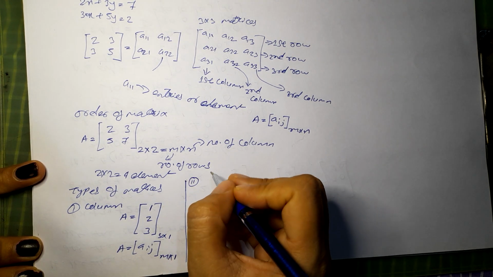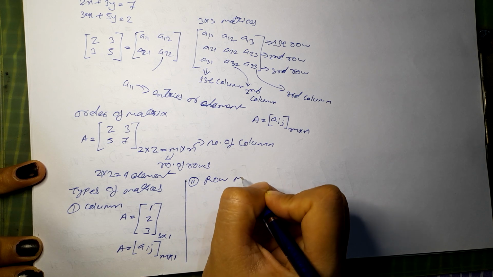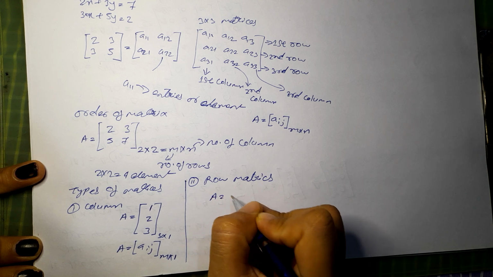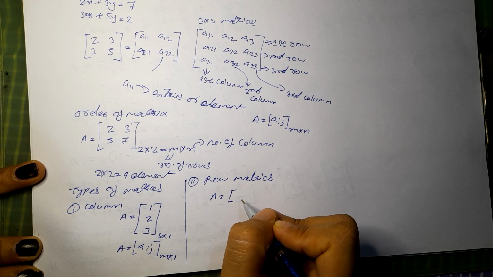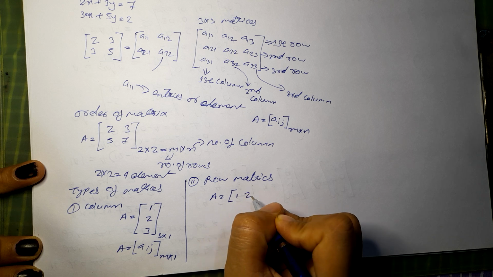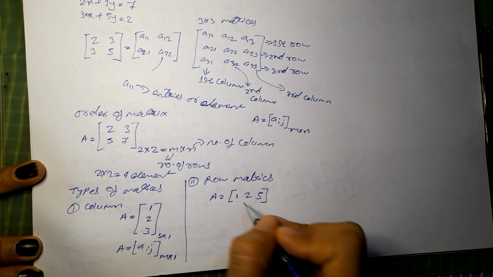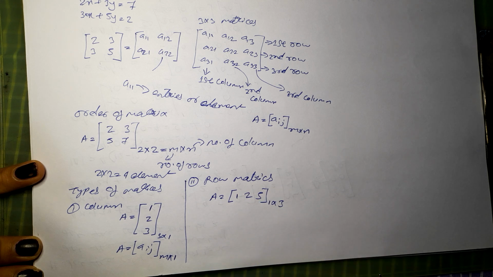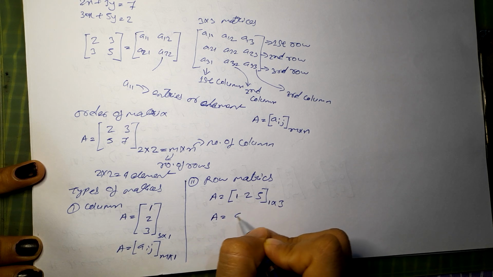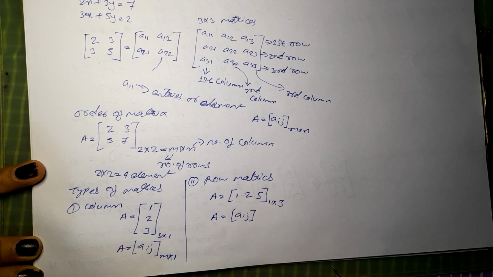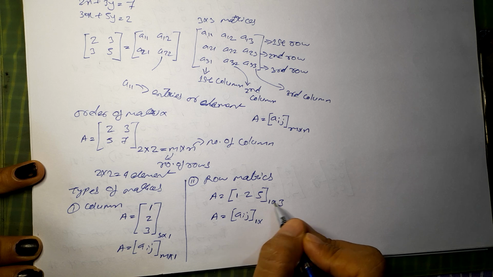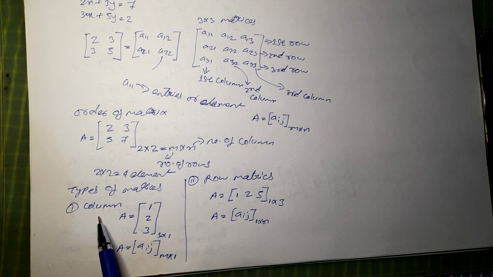Second, the row matrix. We have only one row, for example 1, 2, 5. One row, so this is 1 into the number of columns, which is 3. This is how we write the order. Generally it is represented as a_ij, and the 1 cannot be changed, it is always 1. Here the number of columns can change, so it will be 1 cross N. So this is the column matrix and the row matrix.